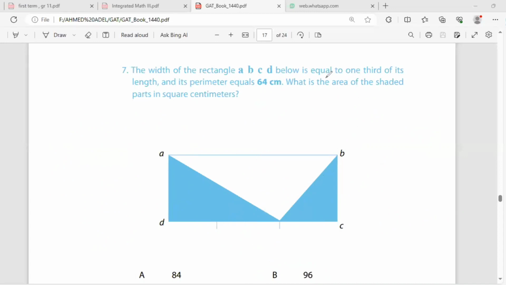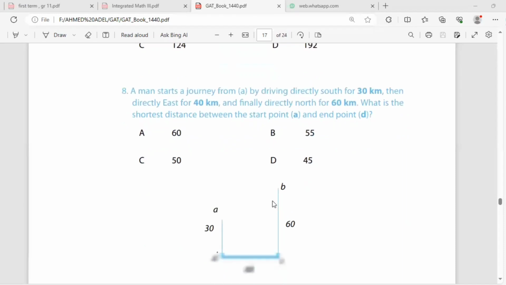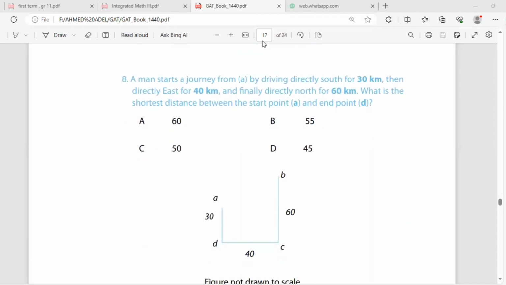Okay, next problem. A man starts a journey from A by driving directly south for 30 kilometers, from A down to D, and east for 40 kilometers, and then finally directly north for 60 kilometers. What's the shortest distance between the start point and the end point? The end point I mean here is B, not D.